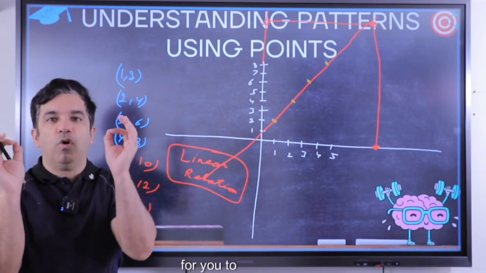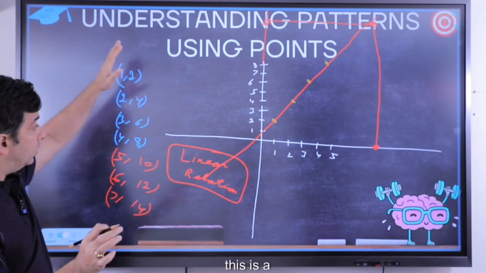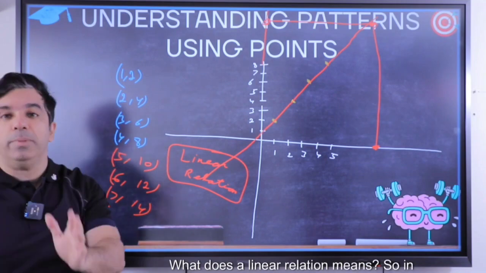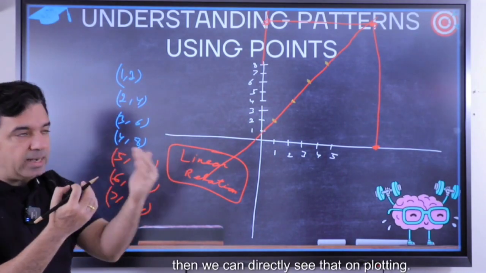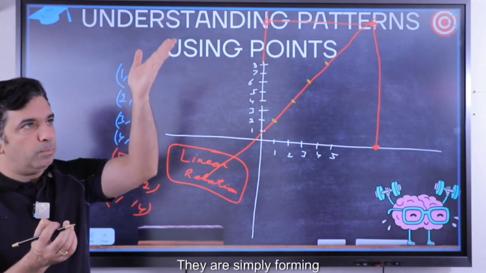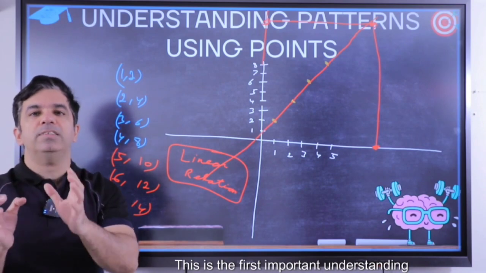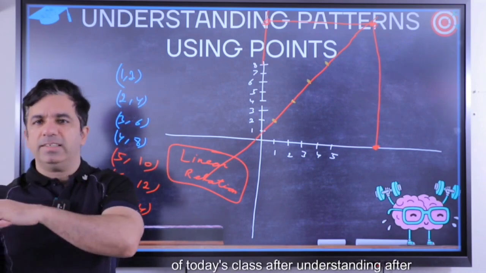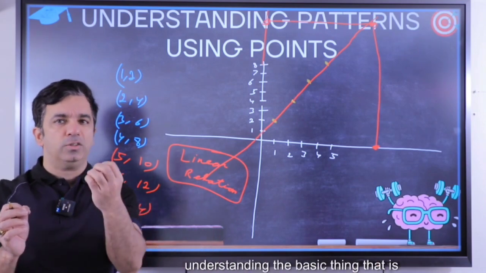The only task for you to understand at this moment is that yes, I have understood that this is a linear relation. What does a linear relation mean? When we have plotted these points, then we can directly see that on plotting they are simply forming a straight line. So this is the first important understanding of today's class, after understanding the basic thing, that is plotting of points.